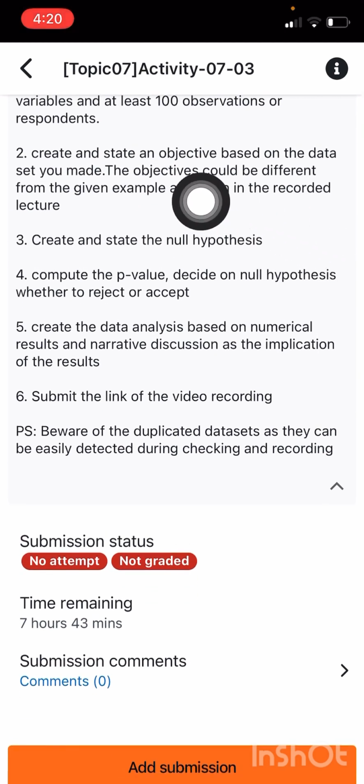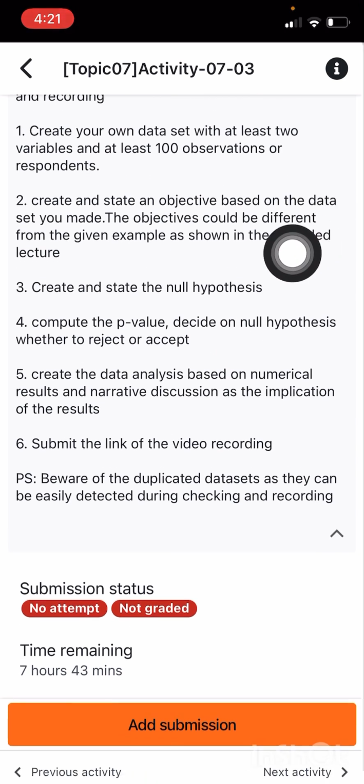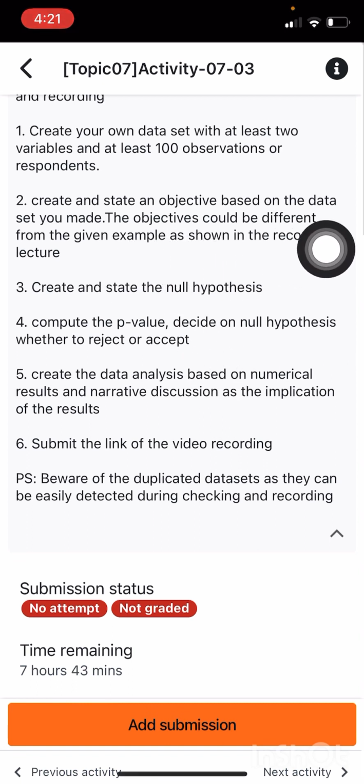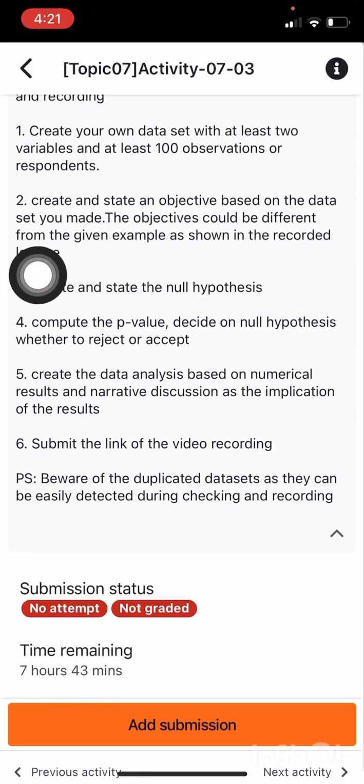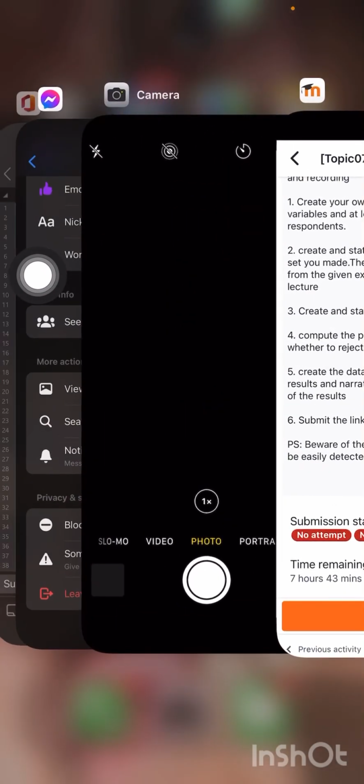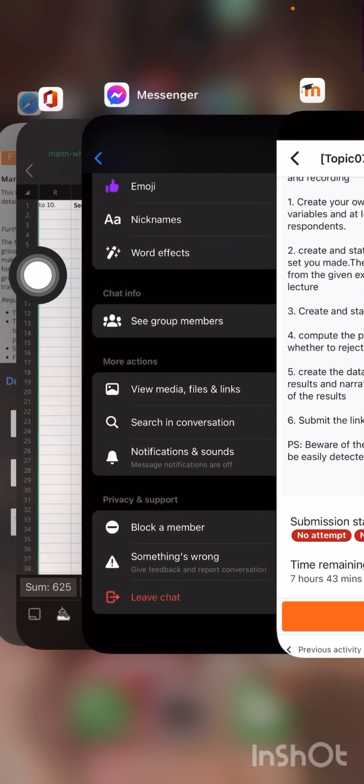So, we will create a null hypothesis, compute the p-value, and decide on the null hypothesis whether to reject or accept. We will create a data analysis, and the objectives could be different from the given examples. So, we will make our own data. First, here is the data.